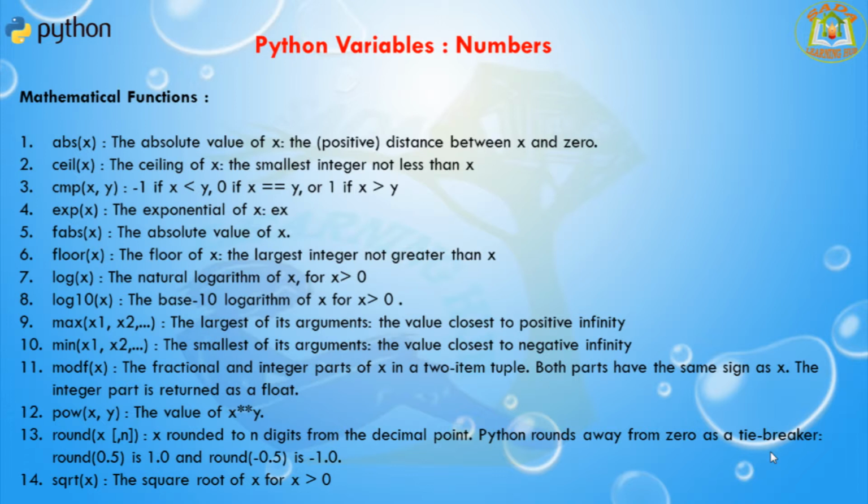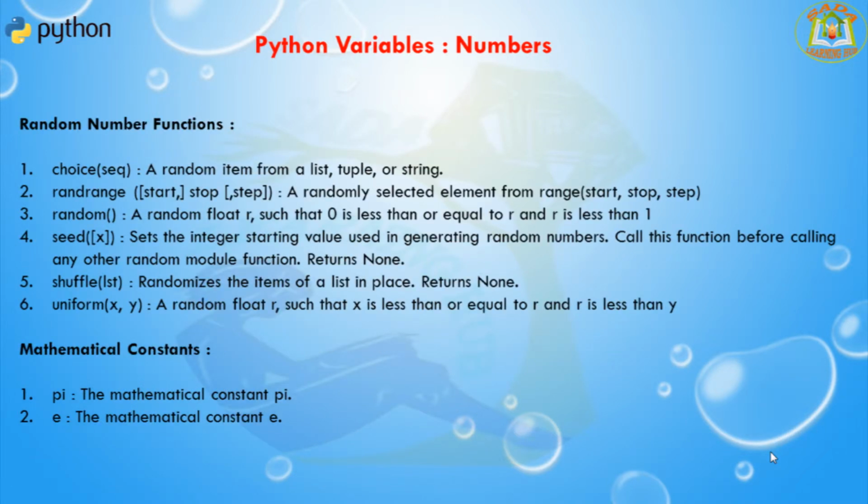These operations are only possible with numbers. Coming to the next methods, the random number functions. There are six different methods available. The choice method returns a random item from a list, tuple, or string. There are also randrange and random, which gets a random number, and then shuffle and uniform. These six methods are used for generating random numbers.